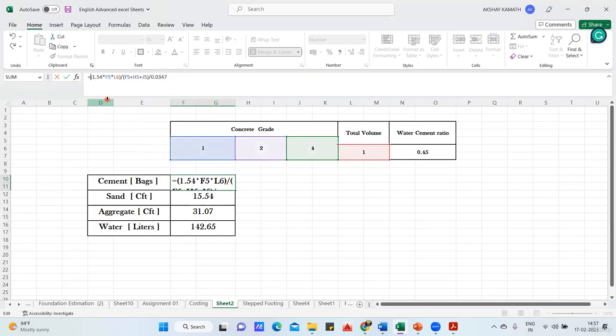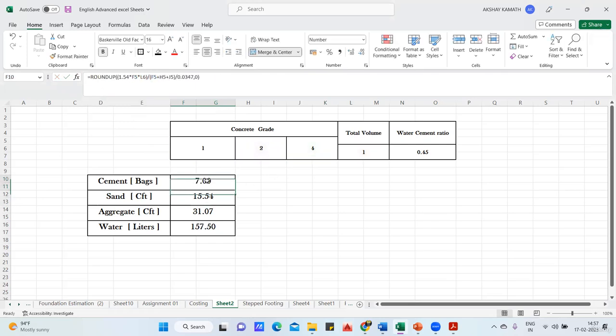ROUNDUP, it should be in capital. Round up, open the bracket again. Then you give one comma here and give 0 and close the bracket and enter. So it will take the higher value only. Let us consider 7 bags of cement is required. So 157 liters of water is required.